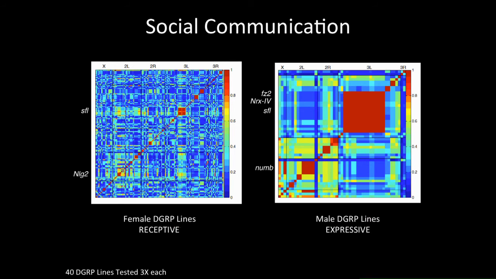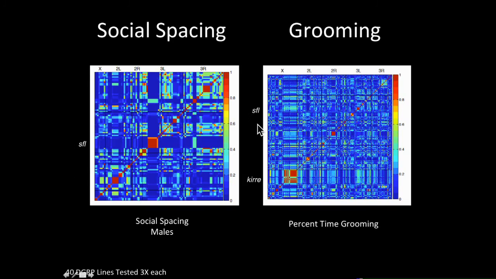If you notice, for female receptive language and male expressive language, a couple of interesting hits pop up. Some of them are autism-associated genes you might be familiar with, neuroligin and neurexin. But one that came to our attention was this SFL gene, and it came up in both. In fact, SFL came up again in social space, and it came up again in grooming behavior, although not a very large hit. Indeed, there was a hit that was significant. So that got us interested in this SFL gene.